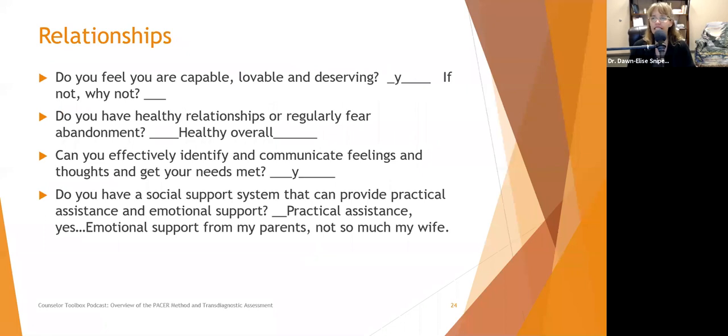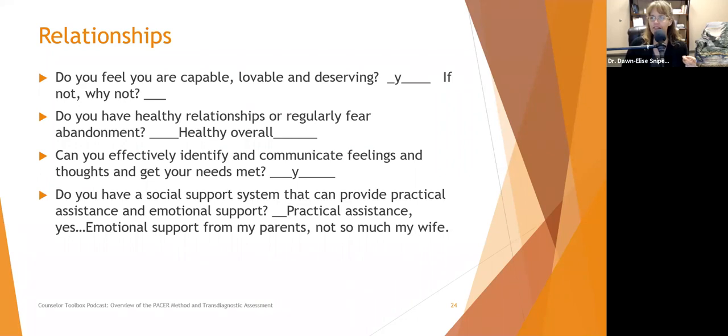Relationships. He believes he's capable, loving, and deserving. He believes his relationships are healthy overall. He doesn't fear abandonment. Well, he doesn't have that many relationships, so we may want to come back and check on this one a little bit later. Overall, Tom's level of personal insight is in the moderate range. He doesn't have a super high level of insight like last week's client.